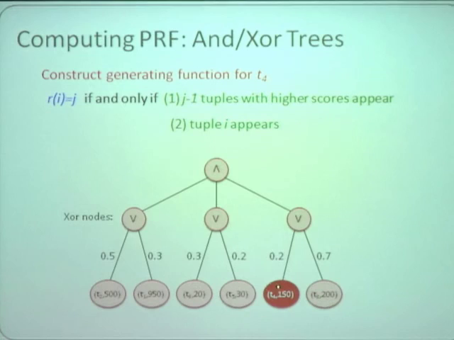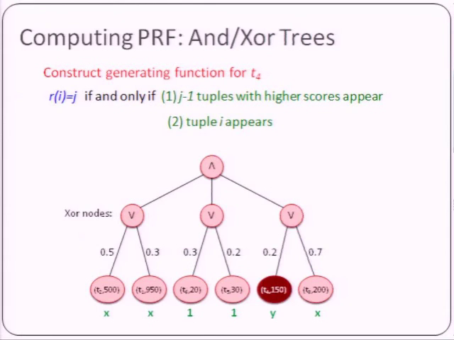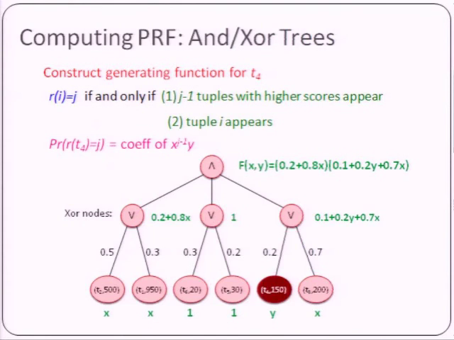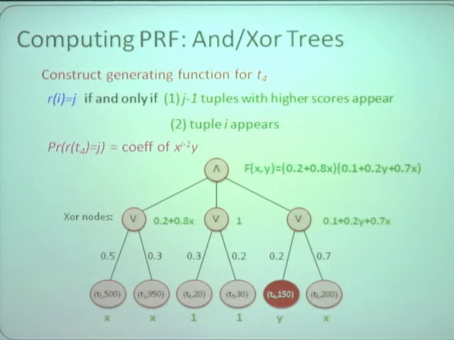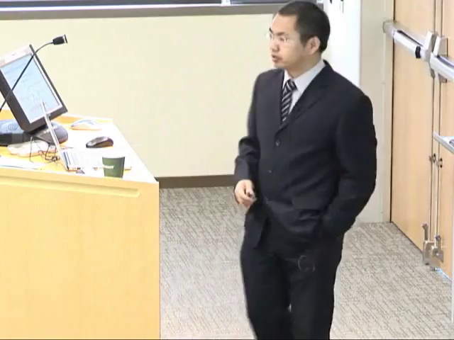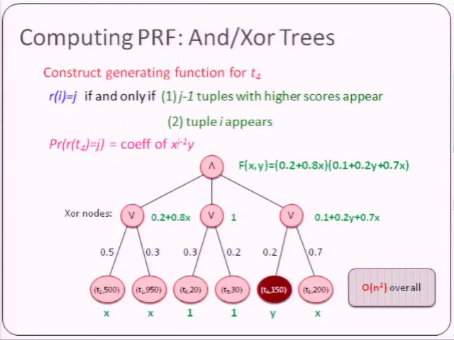Then the construction here is: for T4, we associate variable y. For all the tuples which have a higher score, we associate variable x. And for all the tuples with lower score, we associate just 1. So the positional probability of T4 is going to be the coefficient of x to the power of j minus 1 times y. Why is this? This means there are j minus 1 tuples with higher score that exist, and y means this tuple T4 itself exists. So we have this generating function with two variables, and we expand it and get those positional probabilities. In turn, we can compute the PRF score. And this can all be done in polynomial time for sure. It's actually quite fast. We can do this in order n squared time.